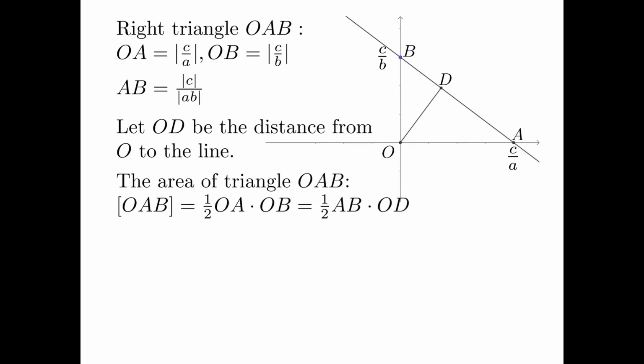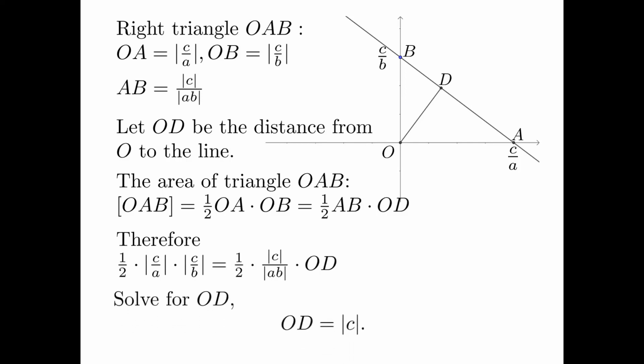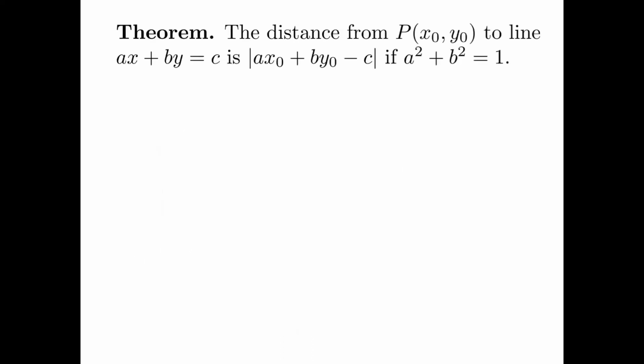There are two ways to calculate the area of the triangle OAB. First, it can be 1/2 of OA times OB, and second, it can be 1/2 of AB times the altitude OD. We already know the lengths OA, OB, and AB, so plug them in and solve for OD. We have OD equals the absolute value of c. So we prove the lemma. Now, let's look at the general theorem.